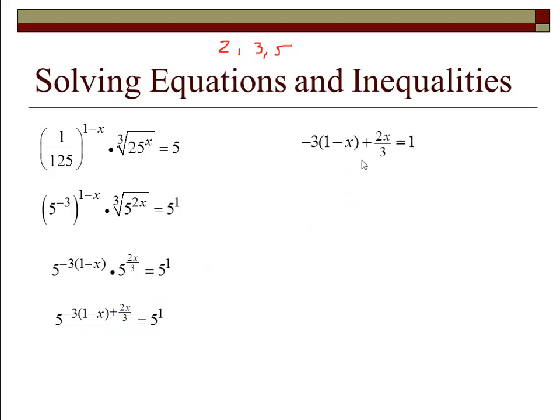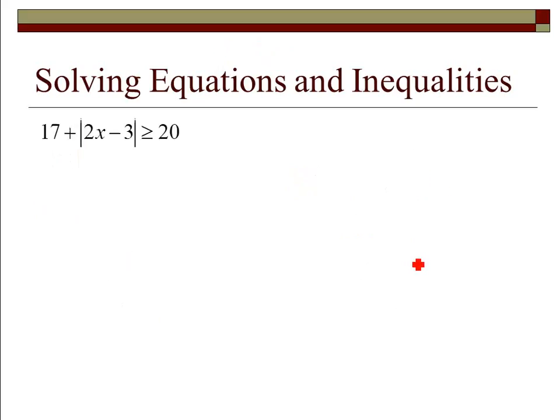Okay, so I'm going to distribute. Get negative 3 plus 3x plus 2x over 3 equals 1. Don't want to deal with the fraction, so I'm going to multiply everything through by 3. So if I multiply everything through by 3, I get negative 9 plus 9x. We have 6x over 3 is going to be 2x, and then 3 times 1 is 3. Now it's a basic equation. So I get 11x is equal to 12. My answer is 12/11ths.